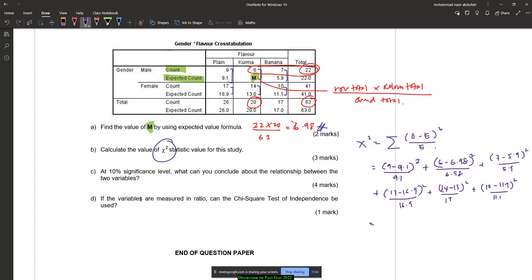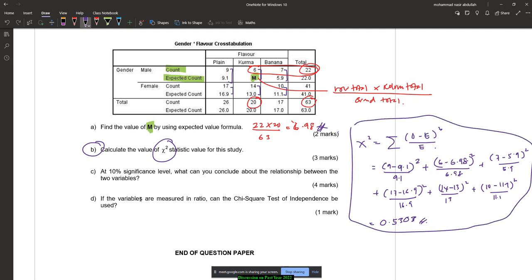So I got 0.53. Do you get the same answer? Okay, I miscalculated. 0.5303. So this is the answer for question B. You need to recheck this one. I may have input the wrong value into the calculator, and I got a wrong value. Did you get the same? So you need to recalculate this one to confirm the answer, right?